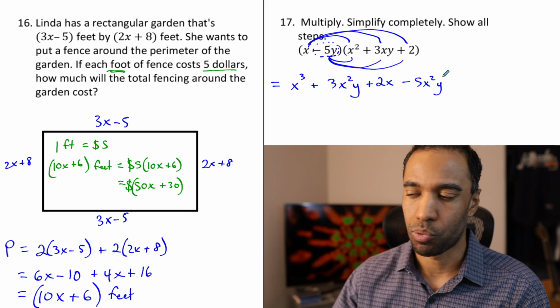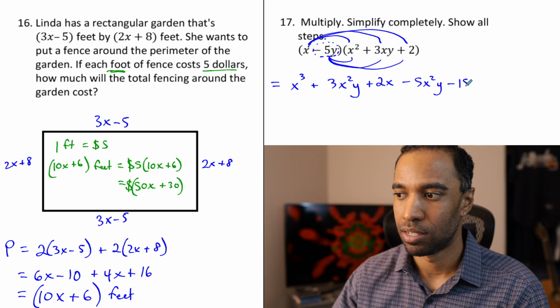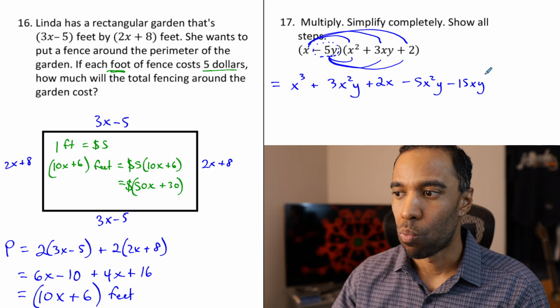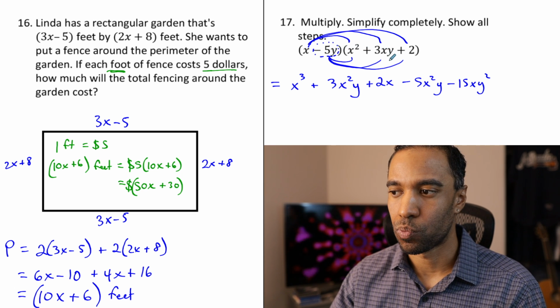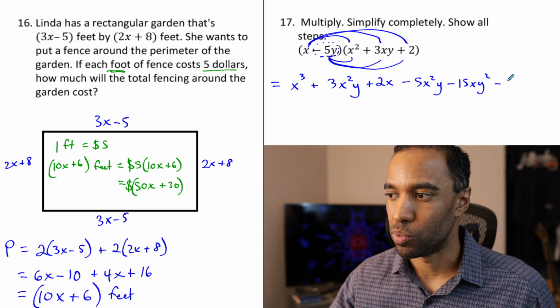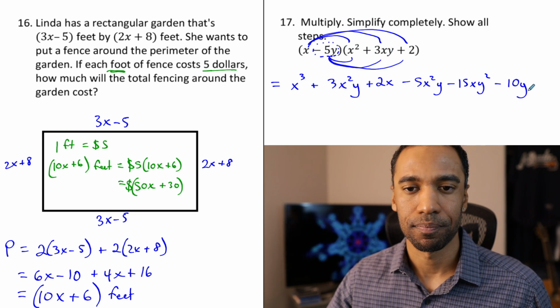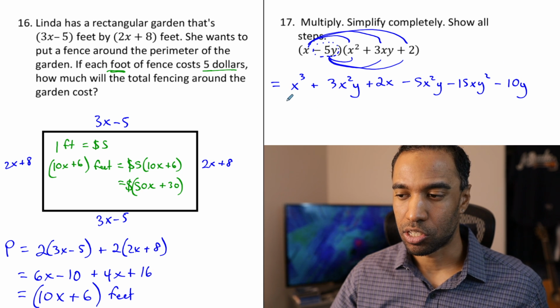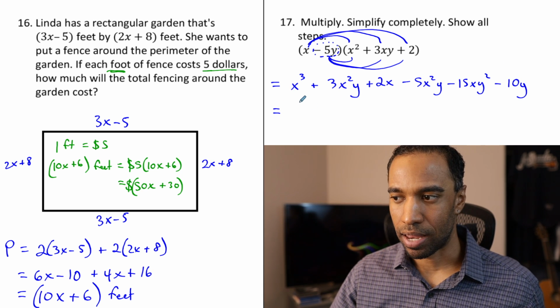Negative 5 times 3xy is negative 15xy squared, right? Y times y is y squared. And negative 5y times 2 is negative 10y. We're not finished. We still have to combine like terms and write in standard form.